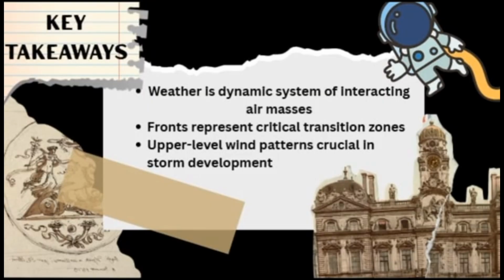For the key takeaways, weather is dynamic systems of interacting air masses. Fronts represent critical transition zones, and upper level wind patterns are crucial in storm development. So, to wrap it up, fronts are transition zones between air masses and key to predicting weather. Cold fronts move fast and bring dramatic weather. Warm fronts move slowly but cover larger areas with gentler conditions. The stationary and occluded fronts are unique players in storm development.